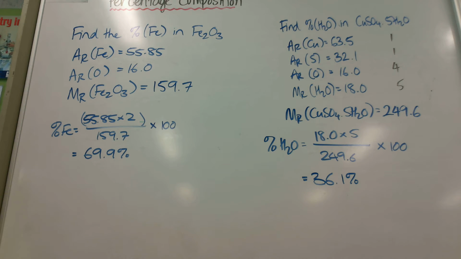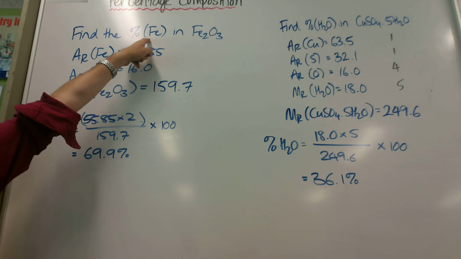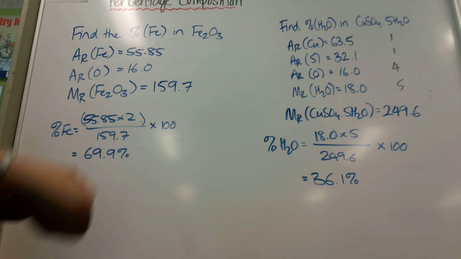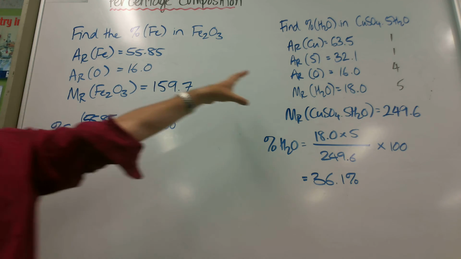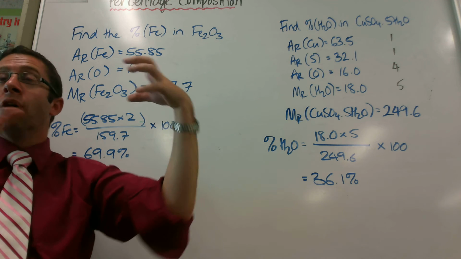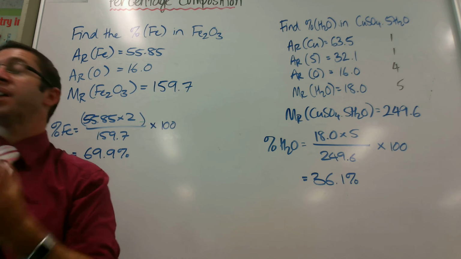Okay. So there we are. There's two slightly different ways to look at it. One is just looking at the percentage of a certain atom. It is actually probably the useful element in that if we're trying to extract it. And another one is finding the percentage of a molecule within a crystal. So in this case, water.